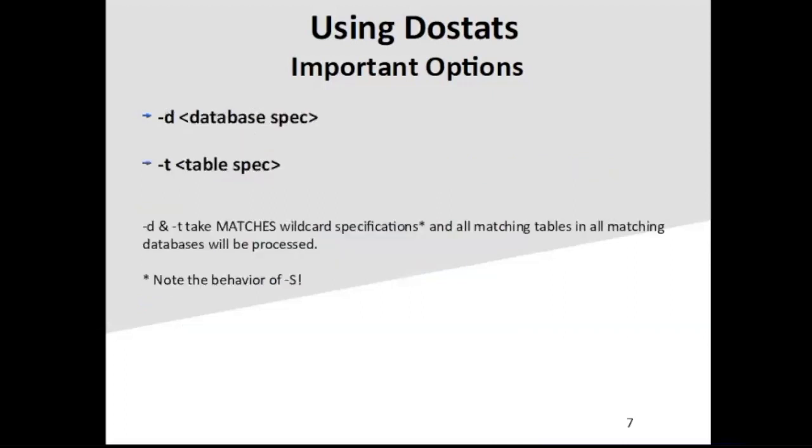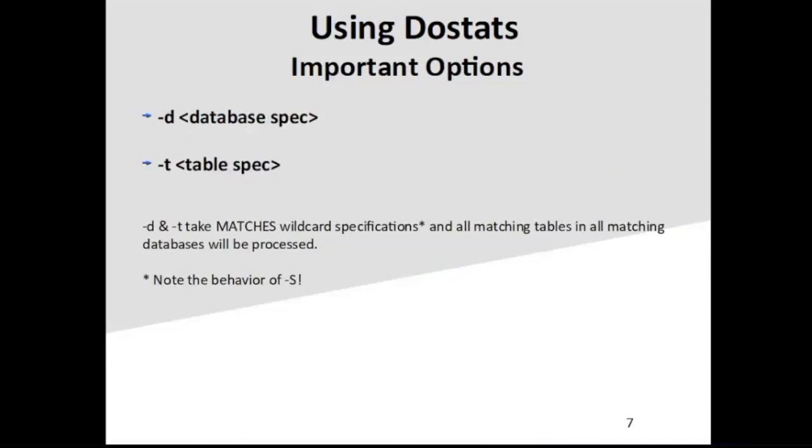So as I said, you can pass dash D and a database spec, which is a matches wildcard or just a database name. So you can say dash D art, and it will run for the art database. Or you can say dash D S star in quotes, and it will run for every database that starts with the letter S. Okay. Same thing with the table spec.